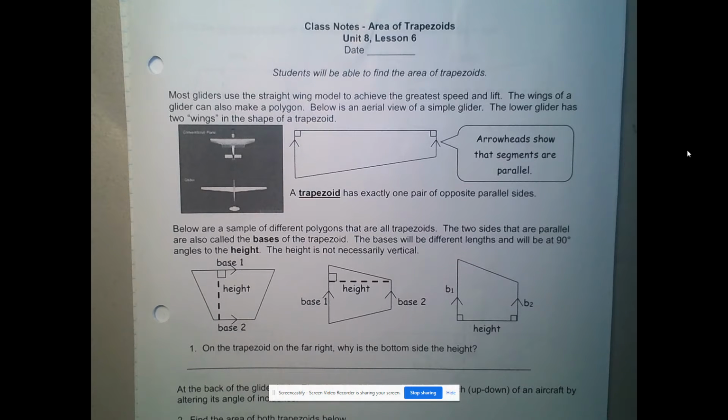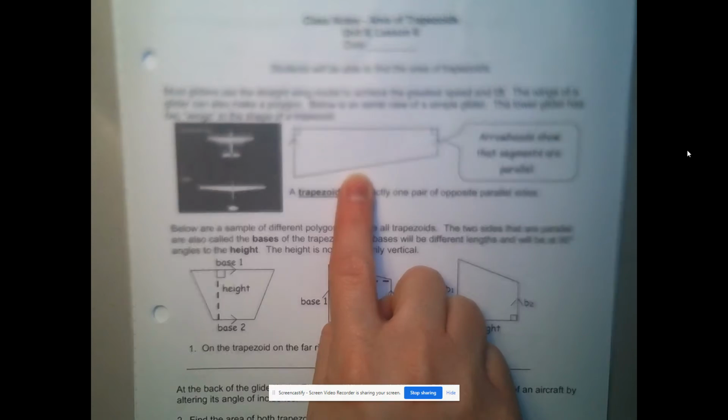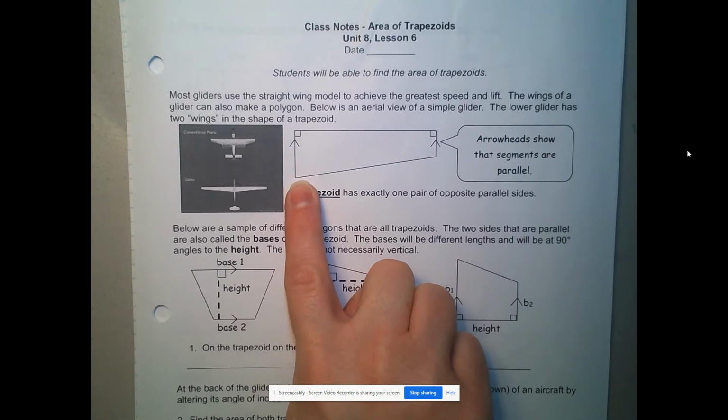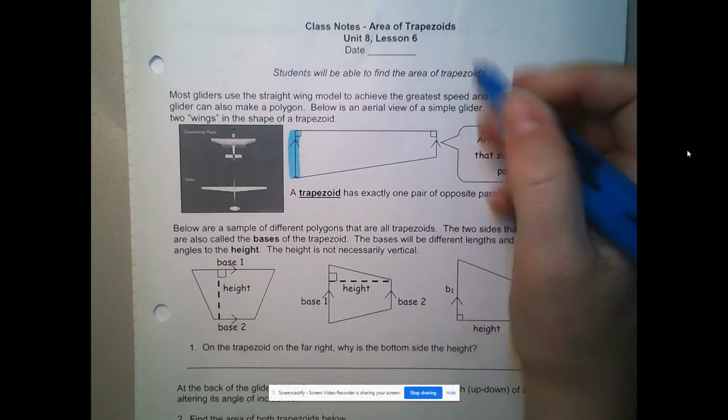Below is an aerial view of a simple glider. The lower glider has two wings in the shape of a trapezoid. So this is one wing off the side of the glider. You'll notice that two of the sides have arrowheads on them because they are parallel. Those are your two bases.